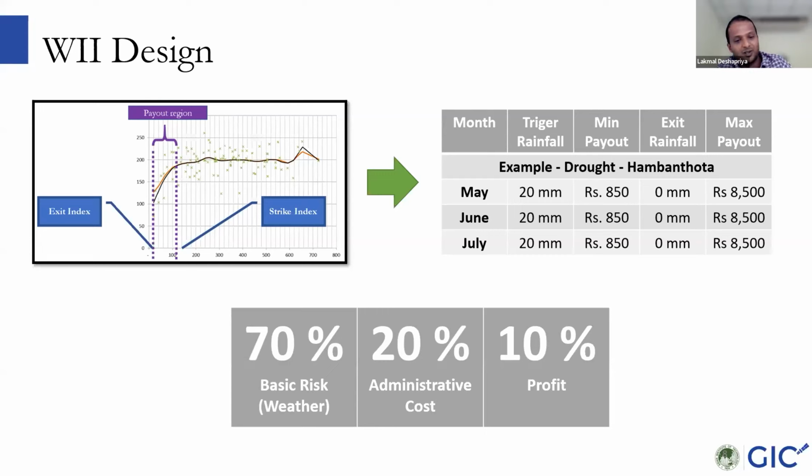And next, how do they decide the premium? Usually they allocate 70% for the basic risk, the weather risk, 20% for the administrative cost, and 10% for the profit. So you can see that the big part of the cost is allocated for the basic risk. So that's what makes them more attractive. The administrative cost is pretty low.